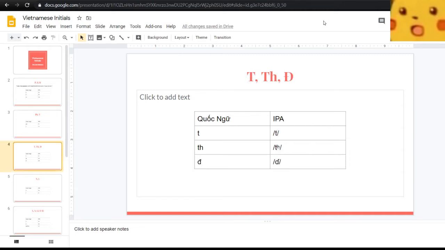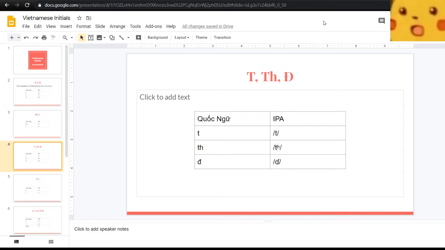And then we have three different sounds. They all cover the same area of the mouth. Your tongue is going to be in the same position. And we're going to start with TH first, actually. And it's going to be the same as the English T sound.